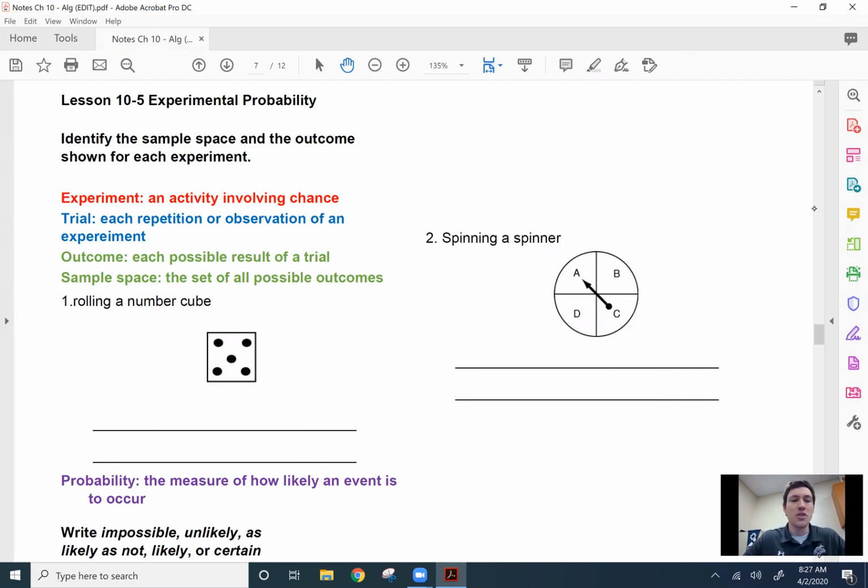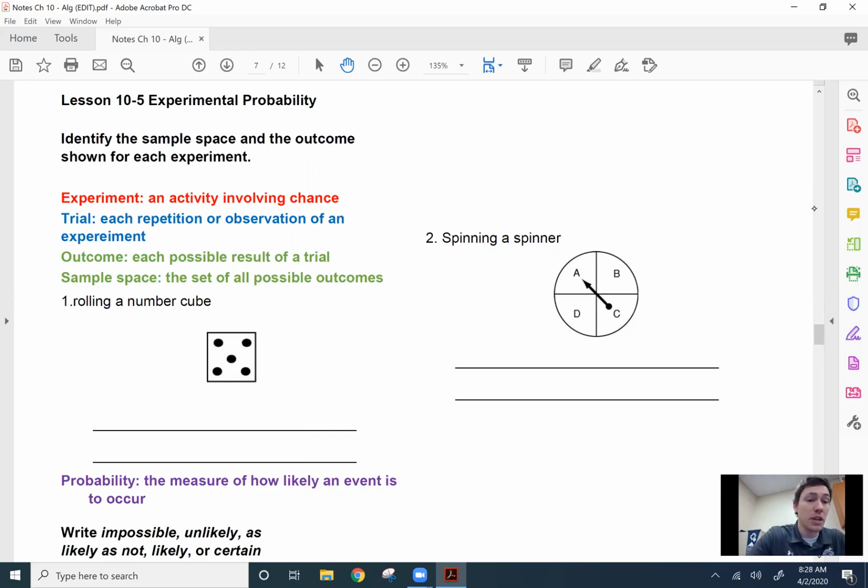Trial, it says, is each repetition or observation of an experiment. So every time you attempt something, and it could produce a different outcome, that's a trial. And what's an outcome? Great question. It's each possible result of a trial. A common example is a number cube. If I throw a number cube and I get a 4, that's one outcome, but it's not all the outcomes.